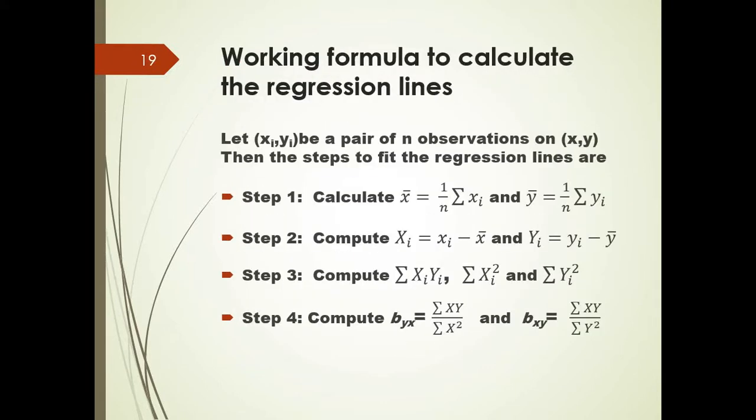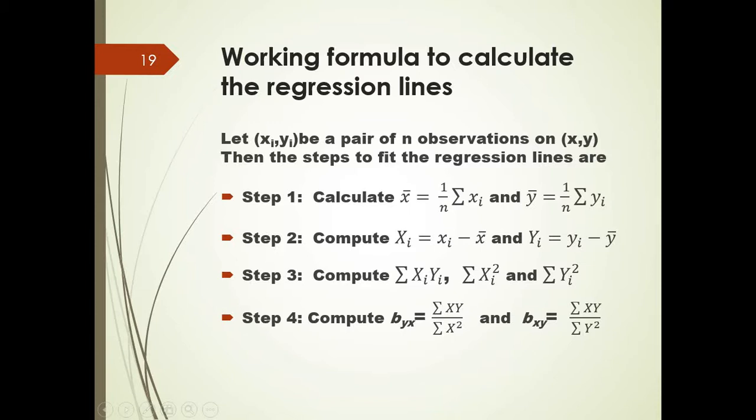So this is the working formula to calculate. Whenever you do the problem, you can use byx equal to sigma xy by sigma x squared, bxy equal to sigma xy by sigma y squared. On the numerator you always have sigma xy, and on the denominator you have the second variable. In byx, x comes second, and in bxy, y is the second, so sigma y squared.